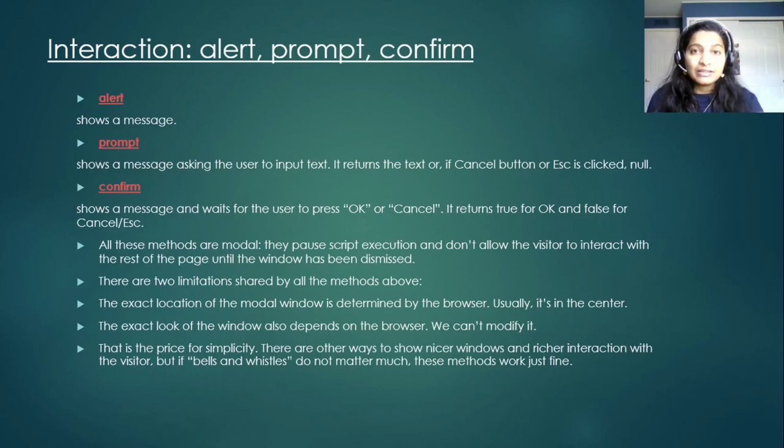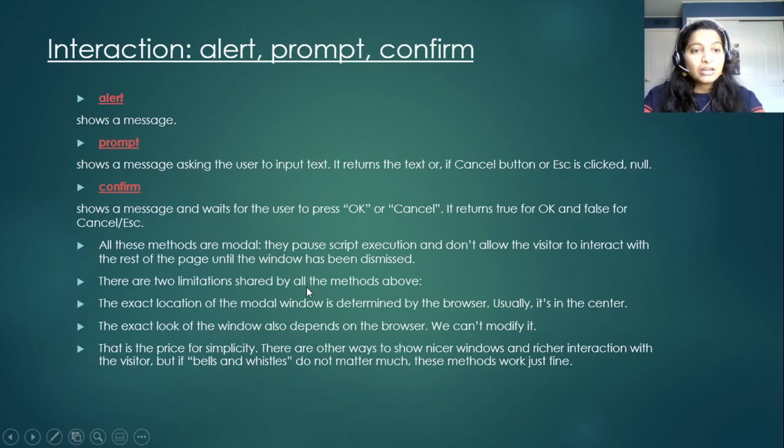Similarly, there are three interactions. There is alert, which will show the message. If your website is not working, you get pop-ups saying the website is not working, something is wrong. Then there is prompt, which shows an input box. If you want to enter the age or some particular value, then we use the prompt window. And there is confirm, a message like okay or cancel. It shows a message and waits for the user to press okay or cancel. It returns true for okay and false for cancel.